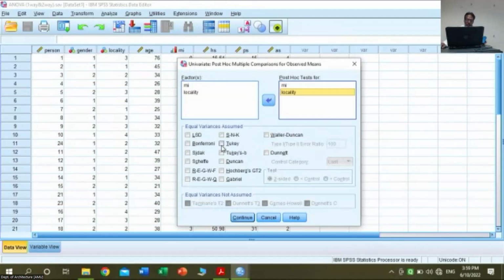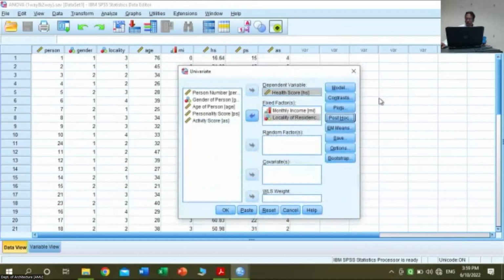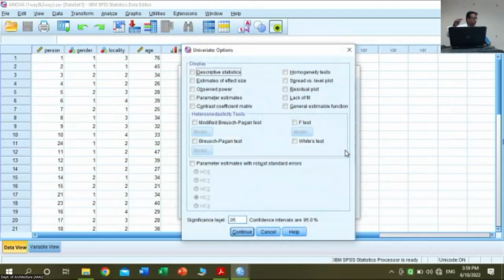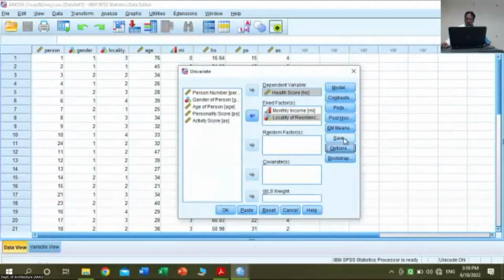will select the Tukey test for multiple comparison here, continue, and then select options. Skip all other options, just take the options, and here select descriptive statistics and homogeneity test, you can select like this, and continue, and okay.